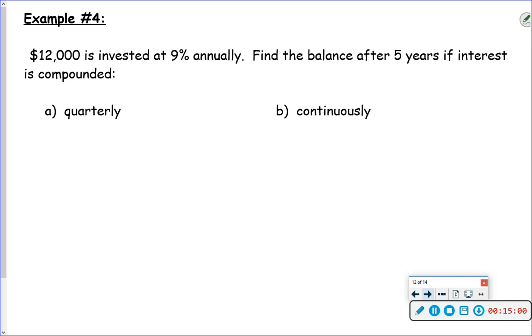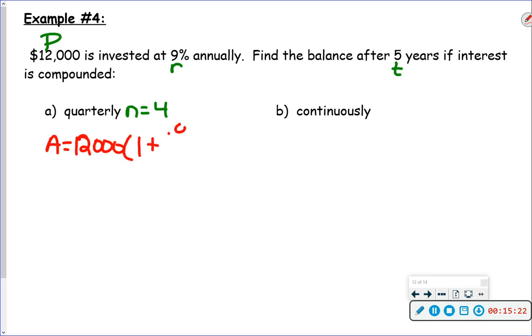So let's label some of these. T, of course, is our 5, 9% our rate, 12,000 the principal. Compounded quarterly, so that would be 4 times a year. And then compounded continuously. We're going to use that second formula on the sheet. So let's figure out our balance here first. So 12,000, 0.09 for the rate, this time 4 times a year, and we're doing it for a total of 5 years. Of course, when I put that in my calculator, I'll do it as 20 years.